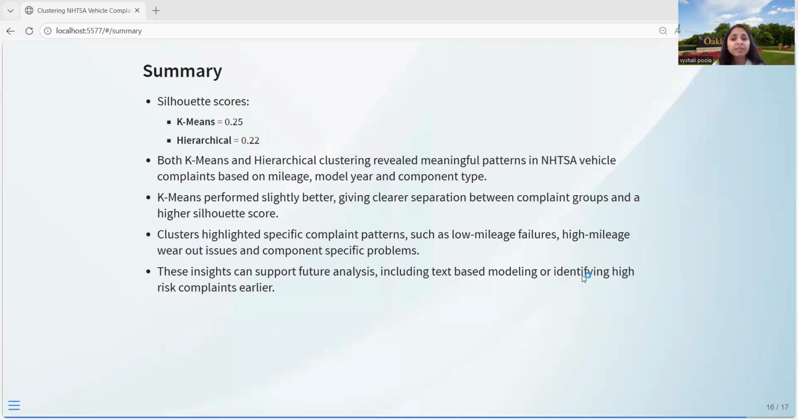This approach may be extended by incorporating text features, I mean NLP on complaint descriptions, or manufacturer specific analysis in future work.